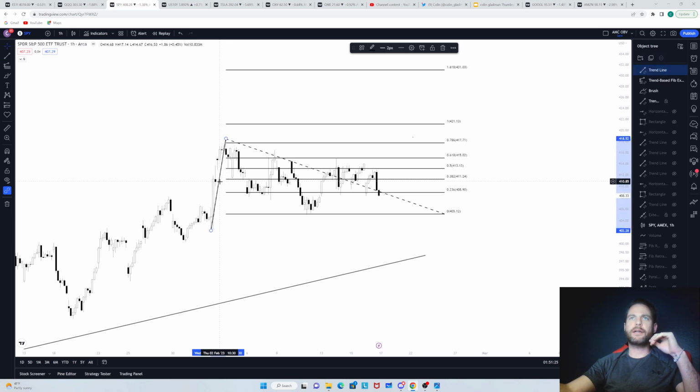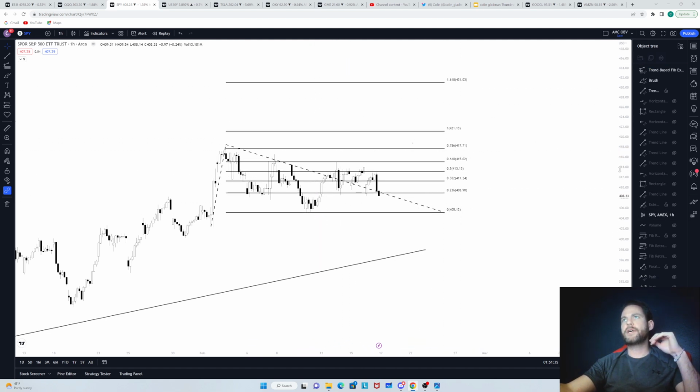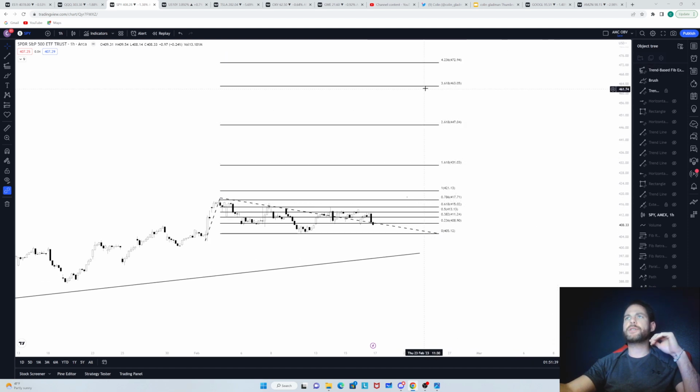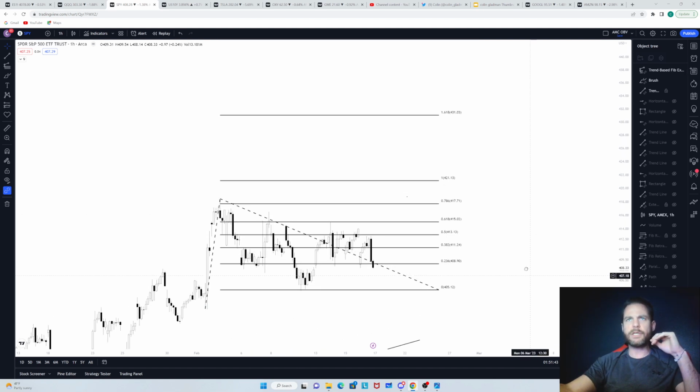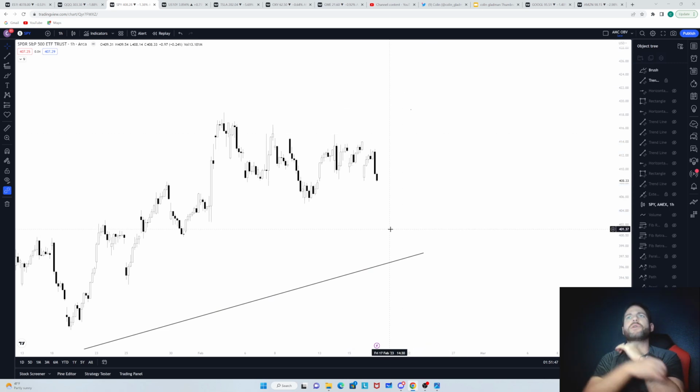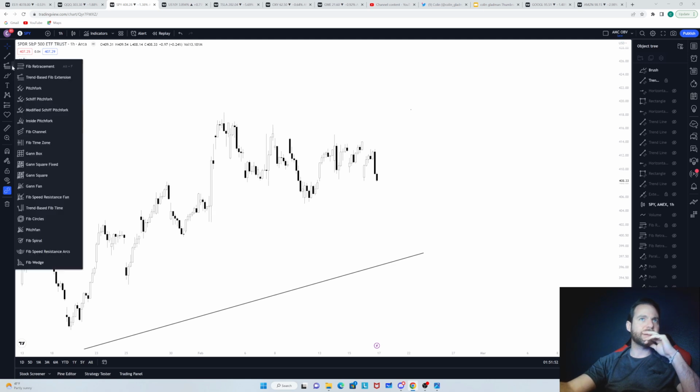If I draw that there, bink. So from the low to the high, that's going to be your one extension. You also have your 1.618, your 2.618, and your 3.618s. So like I said, think of fibs, fib extensions, inverse fibs. All that is essentially looking for those mathematical support and resistance.